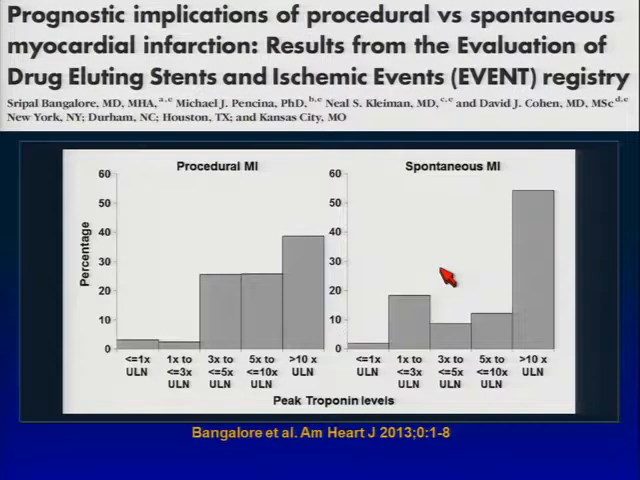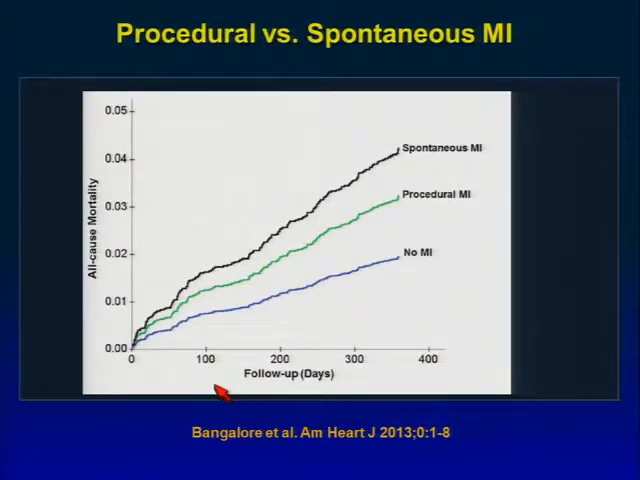We looked at some of this data, looking at the EVENT registry to evaluate the relationship between procedural versus spontaneous myocardial infarction, and we found something very interesting. Patients presenting with a spontaneous MI actually presented with a larger level of troponin elevation. Many of them had a troponin elevation more than 10 times the upper limit of normal. But patients who had a procedural MI tended to be somewhere in the intermediate range. So if you were to equate both procedural and spontaneous MI, this becomes problematic because the degree of elevation is definitely different between the two groups.